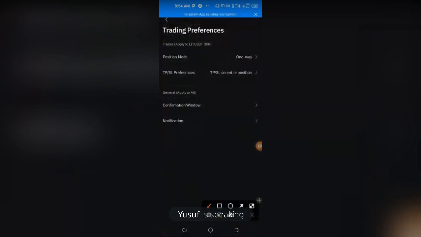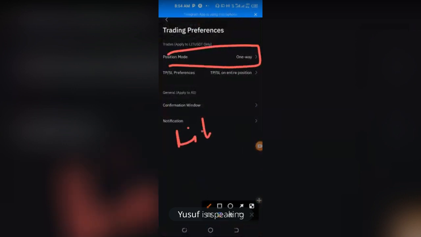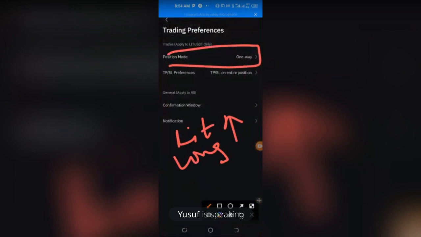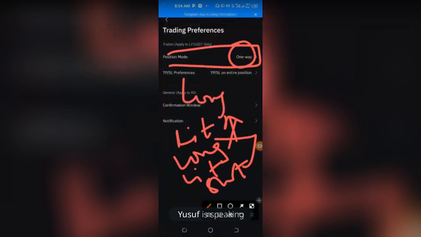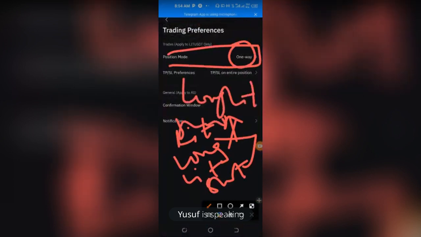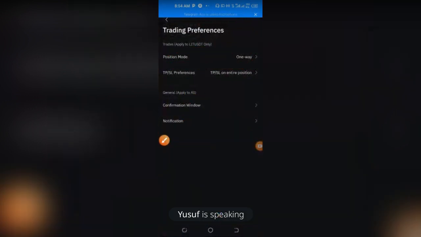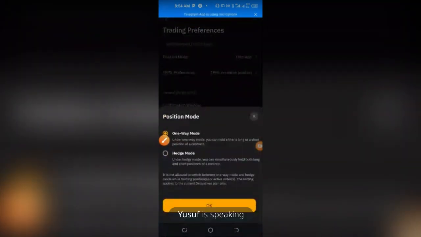Then you can see my position mode is on one-way. One-way means that if I buy, let's say I'm on a long on this coin and the trade is going on, when I set another trade on this coin and I set short, it will close this long and continue with this. That's one-way. But there is a way that you can long on this coin and you can also short. The two trades will be running at the same time. You just click on one-way mode, then you change it to hedge mode. Hedge mode. Then you click on OK.